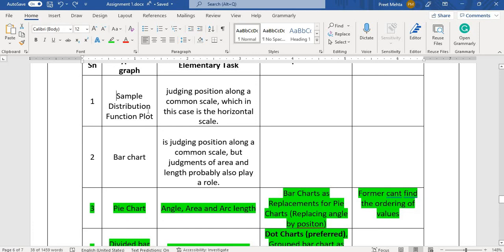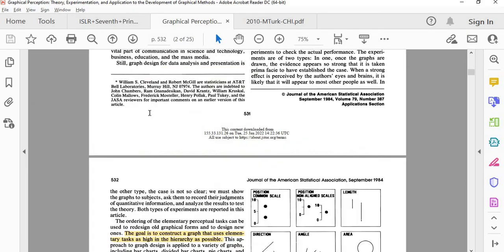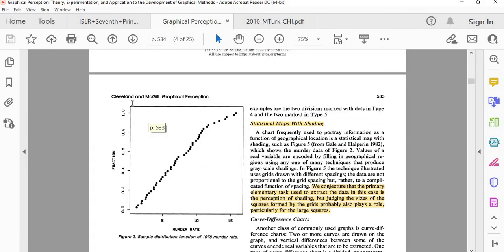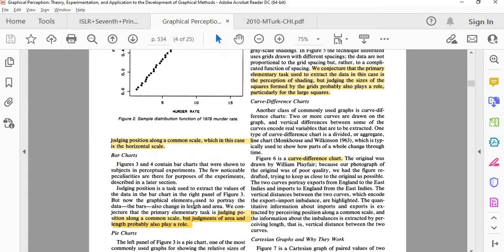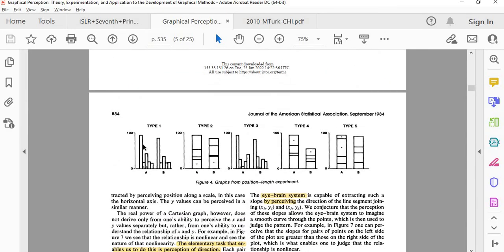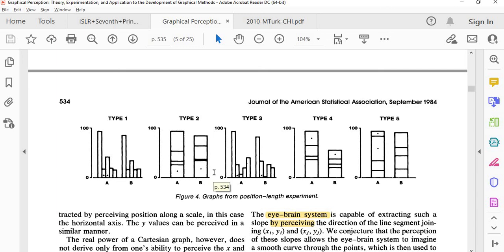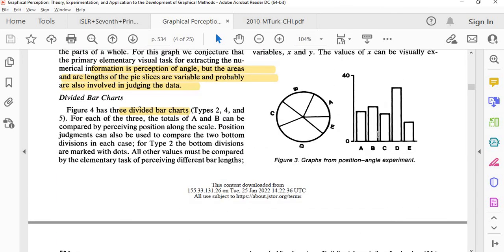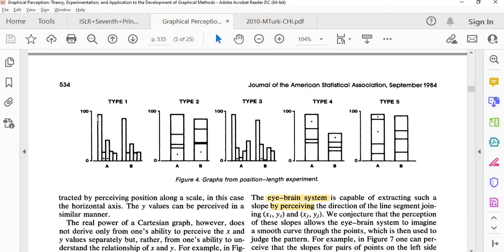So first is the sample distribution plot. The sample distribution plot is similar to this scatter plot, which is shown over here. Second is the bar chart, which we used to see. Universally these are the bar charts that are accepted, but there are some bar charts which have lesser width, or the area also keeps on changing. These are only shown in the research paper, but not universally accepted.